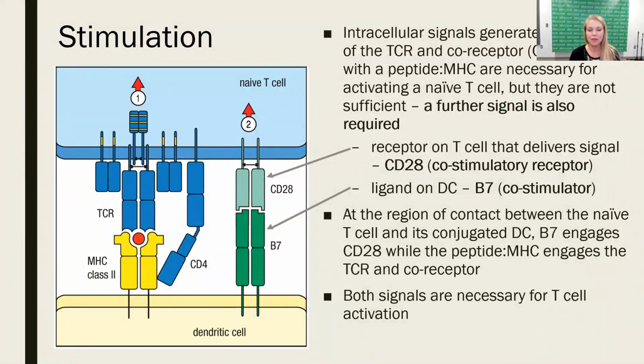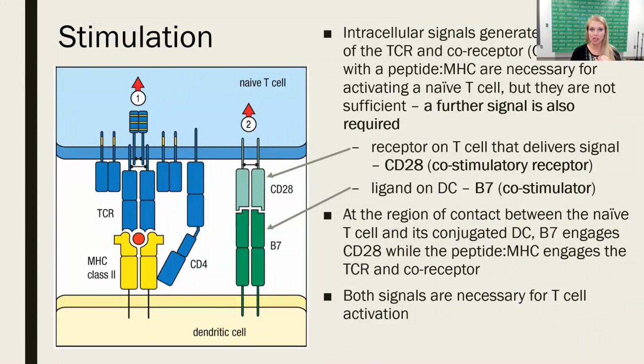And this second signal is delivered when B7 binds to CD28. CD28 is a receptor that's found on mature naive T cells. And when they become activated, they will have this receptor out there to receive a co-stimulation. The co-stimulation signal comes through B7 binding it. Only dendritic cells that have antigen are going to have B7. Macrophages will express B7 as well as B cells, but not unless they're activated through an ongoing infection.